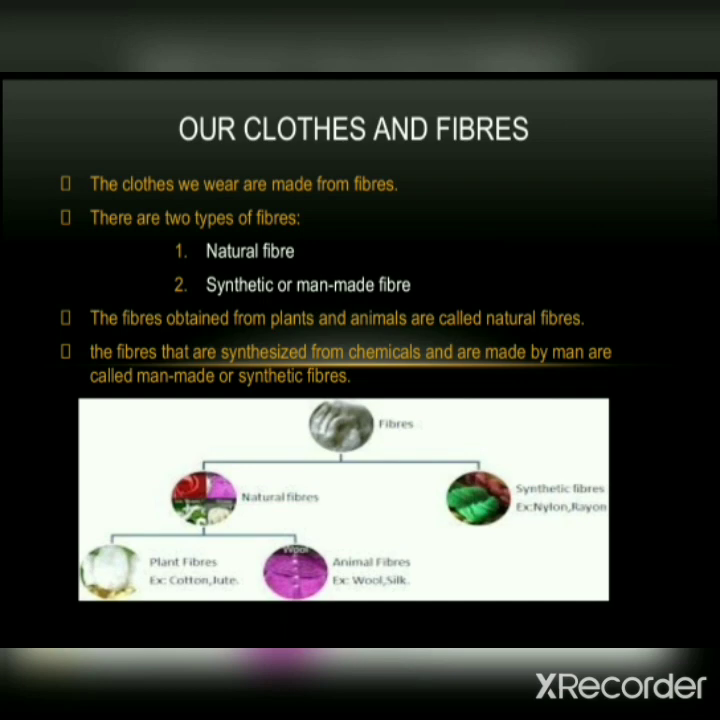Whereas the fibers which are made from chemical composition by man are known as synthetic or man-made fibers. Some of the examples are nylon, polyester, etc. In the flow chart given here below, you can find the fibers are classified into two, that is natural fiber and synthetic fiber, and natural fibers are again of two types, that is plant fibers and animal fibers. Examples are also given here.